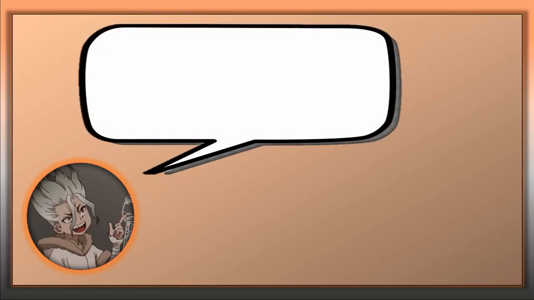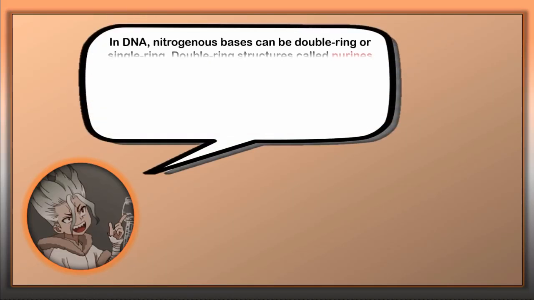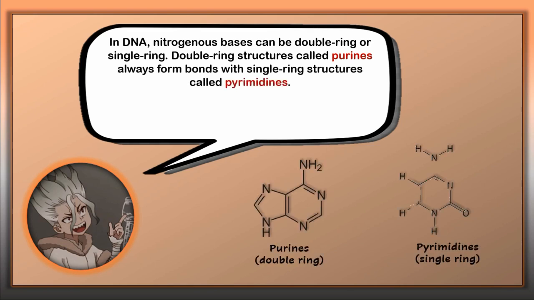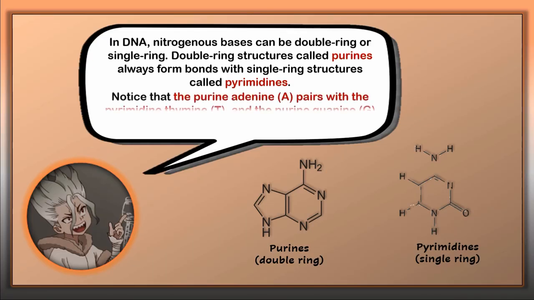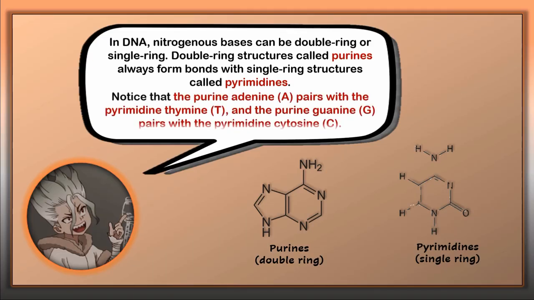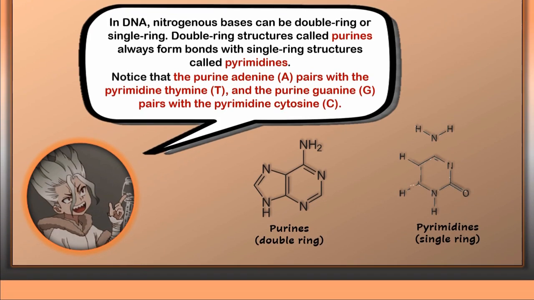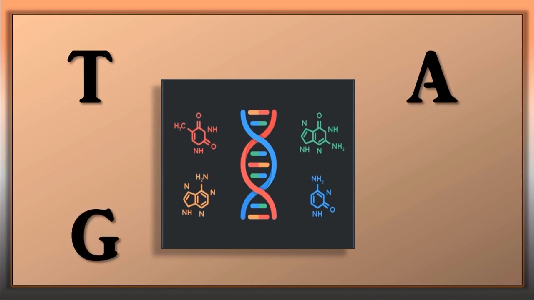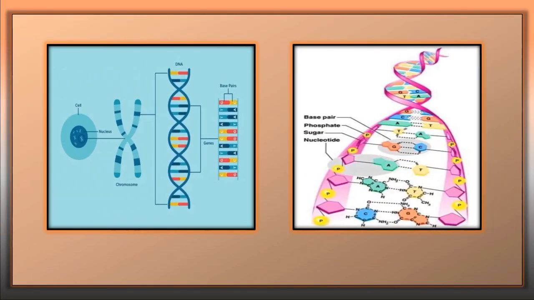In DNA, nitrogenous bases can be double ring or single ring. Double ring structures called purines always form bonds with single ring structures called pyrimidines. Notice that the purine adenine (A) pairs with the pyrimidine thymine (T), and the purine guanine (G) pairs with the pyrimidine cytosine (C). Complementary base pairing is only one of the consistent properties of the DNA molecule. Symmetry is also another property that is consistent through DNA.